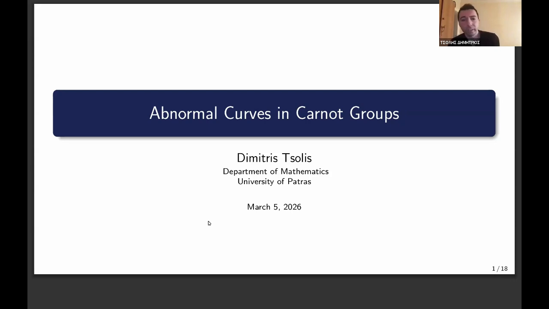Okay, welcome everyone. Today's topic is abnormal curves in Carnot groups. I will focus mostly on geodesics on Sub-Riemannian manifolds, specifically Carnot groups, but I will define what we call the endpoint map, which is a very useful technique we have to compute geodesics in Sub-Riemannian manifolds.